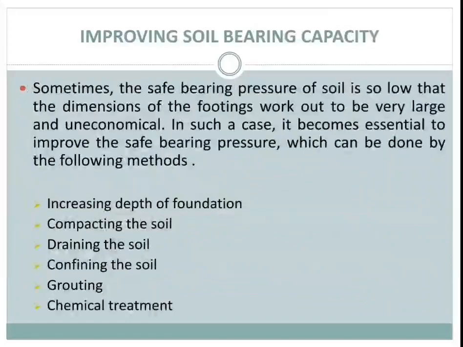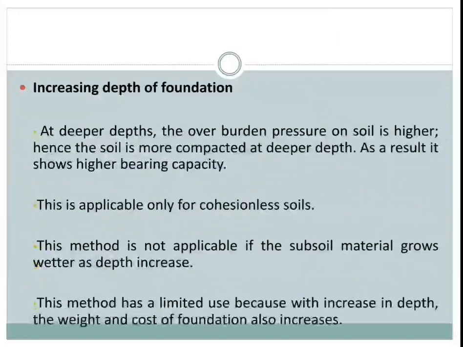Next is improving bearing capacity of soil. Sometimes the safe bearing pressure of soil is so low that the dimension of the footing works out to be very large and uneconomical. In such cases, it becomes essential to improve the safe bearing pressure, which can be done by the following methods. First, increasing the depth of foundation. Next, compacting the soil and draining the soil. Next, confining the soil. Next, grouting. Next, chemical treatment.